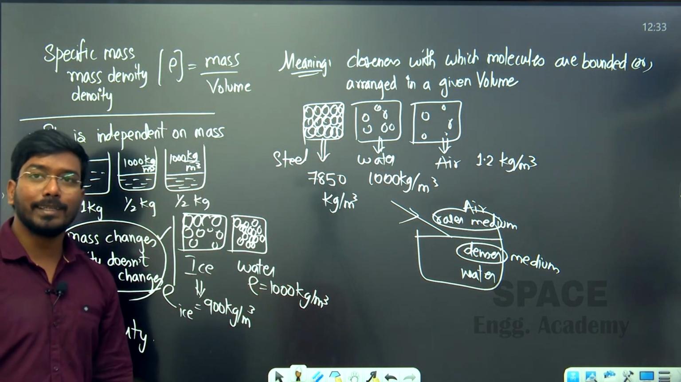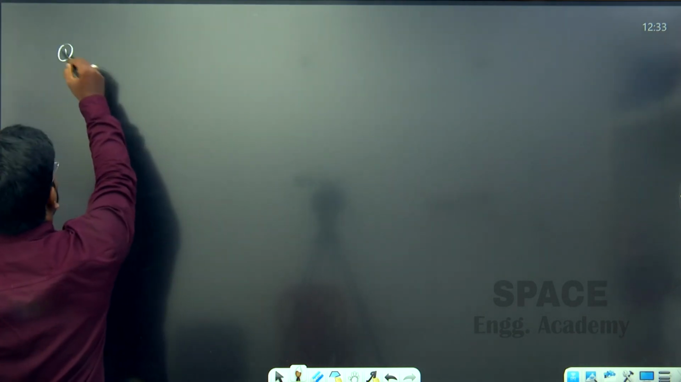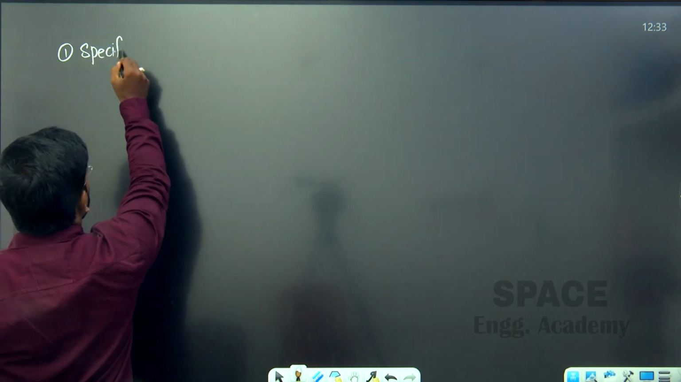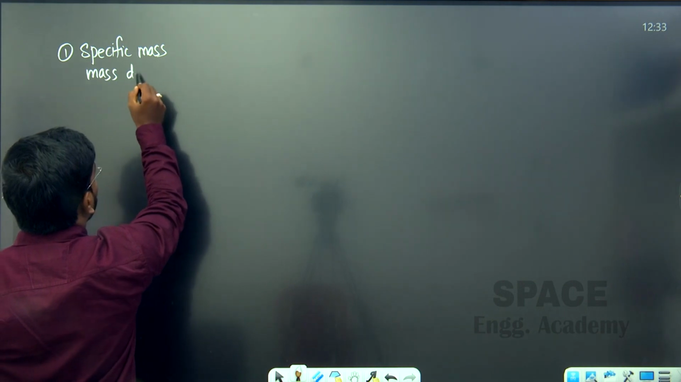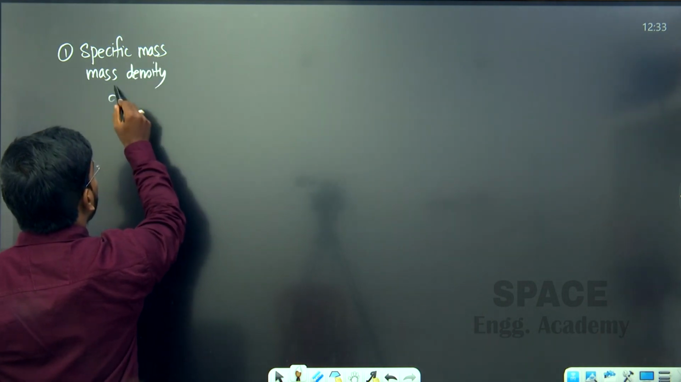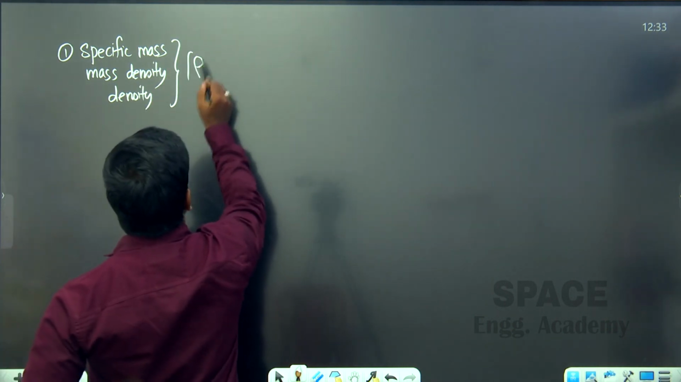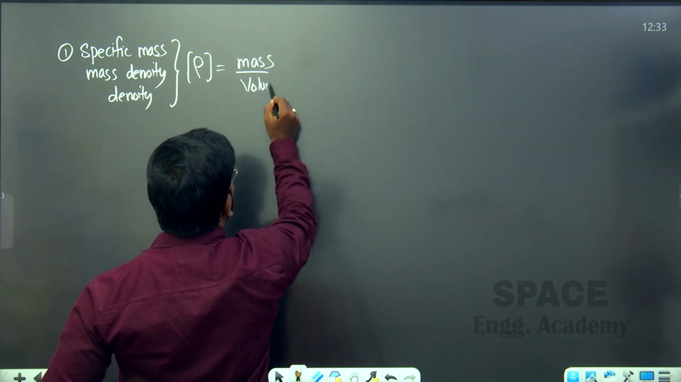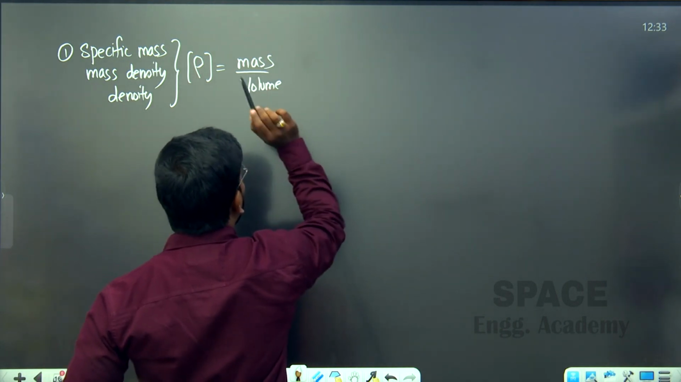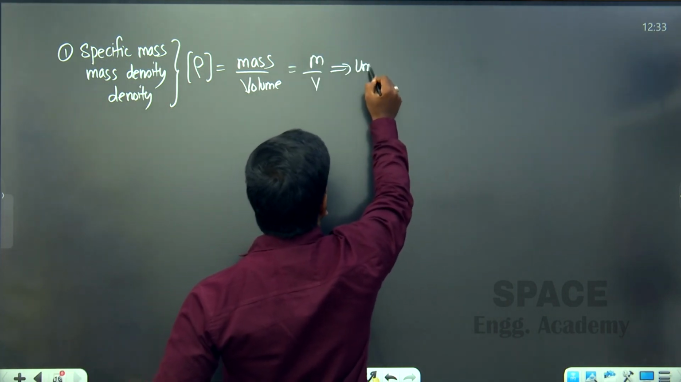So now we know the basic important points about density. Let me write it at one place, whatever we discussed. Okay, one more time. What are the names? First of all, it is called specific mass, also called mass density, or simply density. What is the denotation? Symbol rho. What is the formula? Mass by volume. In the formula we have mass, but is it dependent on mass or independent of mass? Independent of mass.